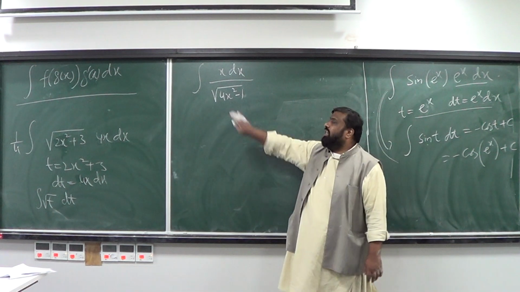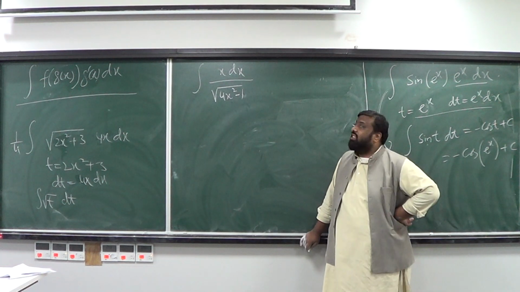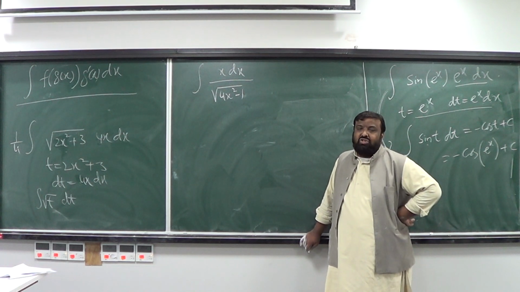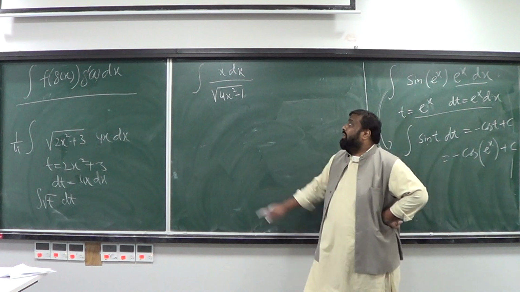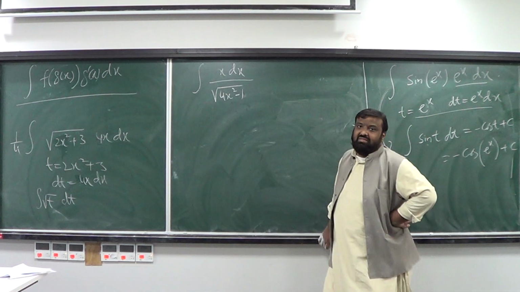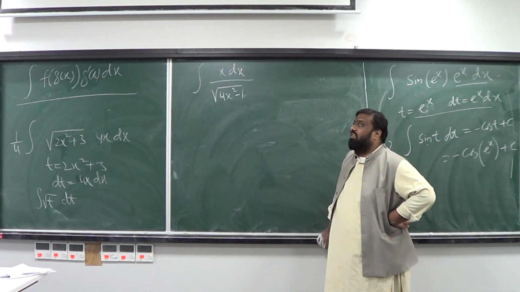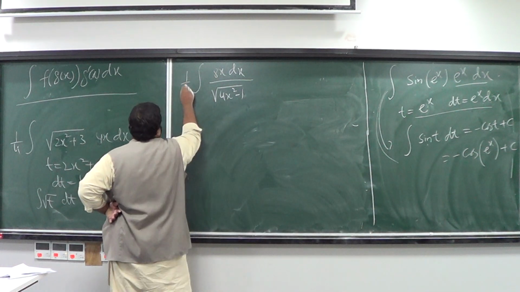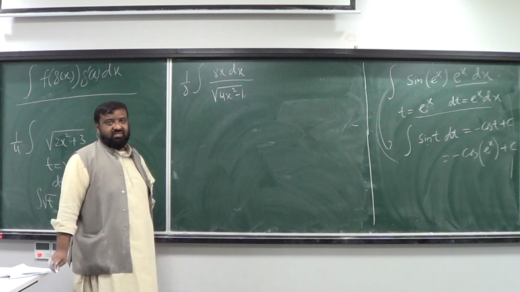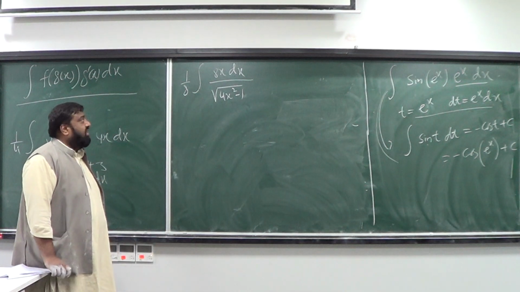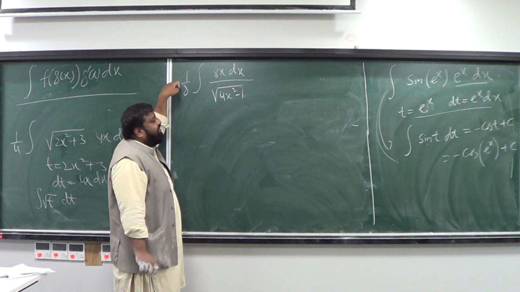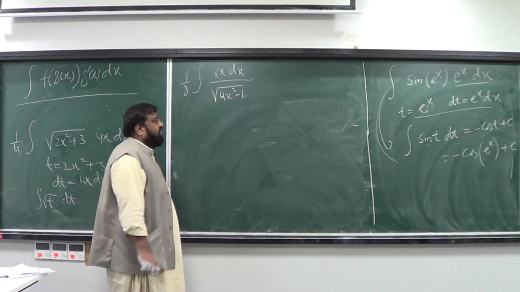So what would be the derivative of this function 4x square minus 1? It's going to be 8x, so we should have 8x dx. The trouble is you have x dx, not 8x. And we just saw that we can divide and multiply by that 8. This 8 is a constant, you can pull it out of the integral and the 8 will cancel out, so you're not adding anything new.